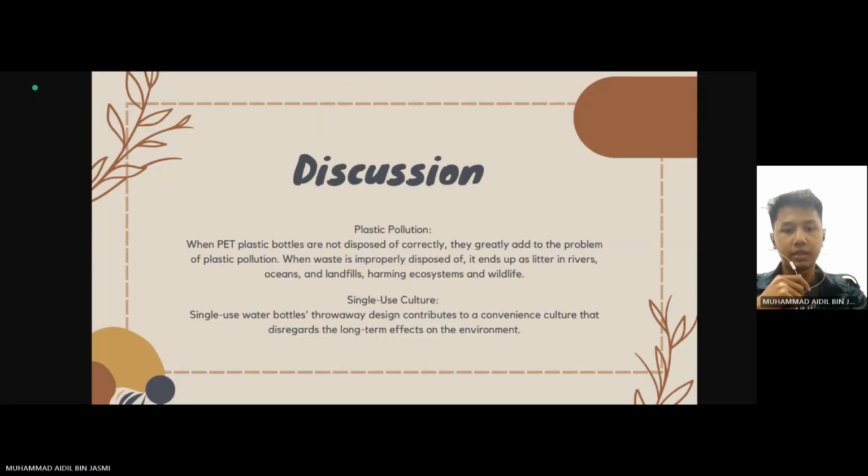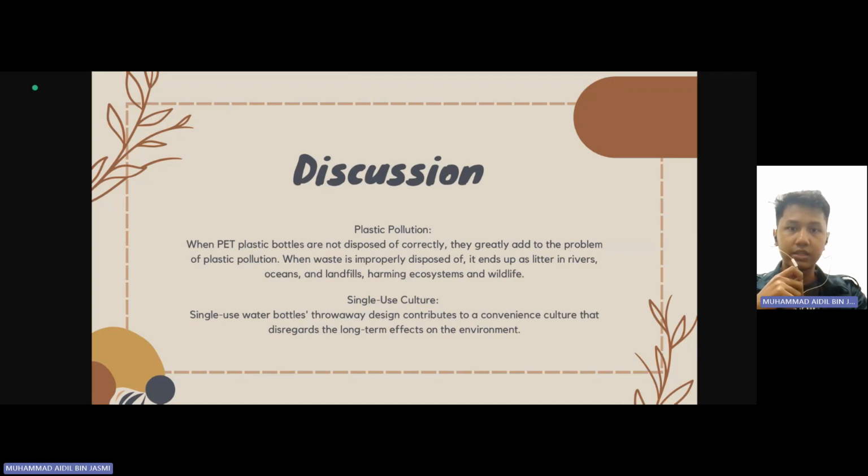Next is about plastic pollution. Okay, when PET plastic bottles are disposed of incorrectly, they greatly add to the problem of plastic pollution. When waste is improperly disposed, it ends up as litter in rivers, oceans, and landfills, harming the economic system and wildlife. So it will damage our ecosystem if we don't take care of it.